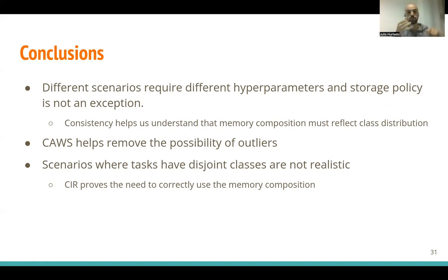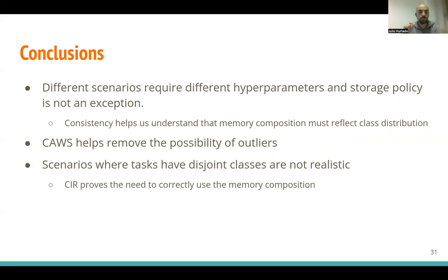For example, we propose using this memory composition or the distribution of our data set using the consistency that we have. We know that we can select elements that are more consistent and remove this possibility of outliers. And CAWS is the proposal there. With CAWS, we remove this possibility of outliers by overly representing and better representing each class in the memory, giving diversity and fast adaptation elements.